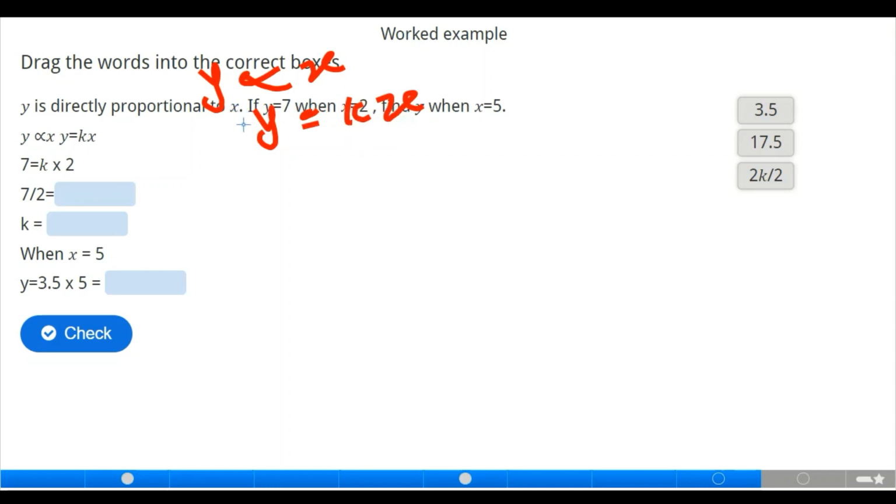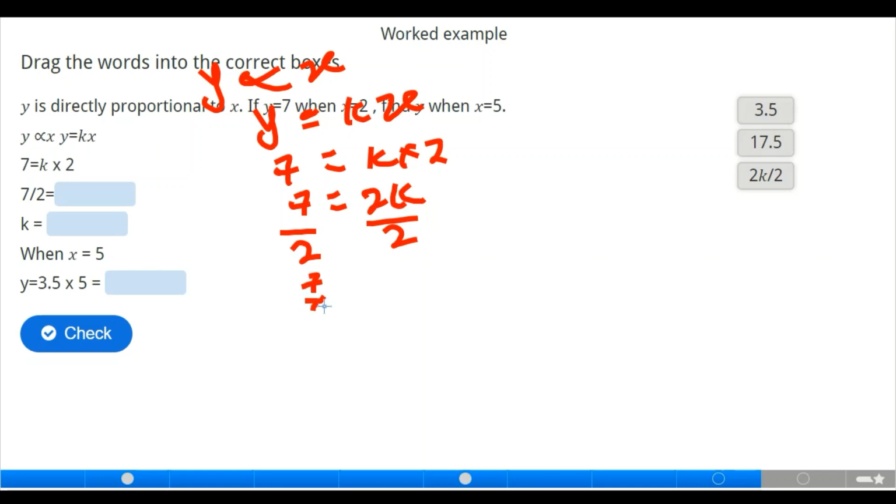Now from that given equation, they said if y is 7, wherever you see y, replace it with 7. And x is 2, so we have k multiplied by 2. We want to get k out, so it's going to be 7 equals 2k. We need k out, so we divide both sides by 2. So k is going to be 7 over 2. Changing that to decimal, we have 3.5 equals k.